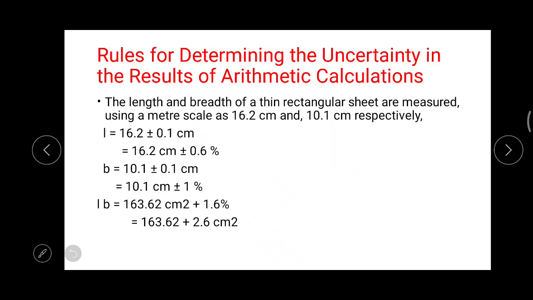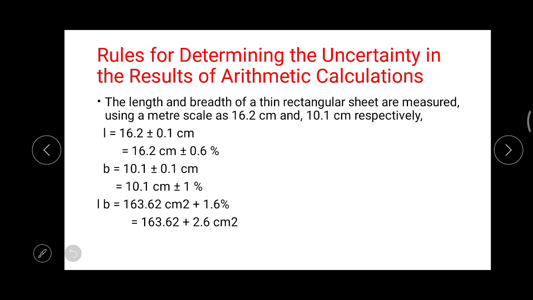Now we are going to discuss the rule for determining the uncertainty in the result of an arithmetic calculation. Uncertainty means errors. What are the methods and rules for determining the errors or uncertainty? The first one is given with the help of an example in your textbook.